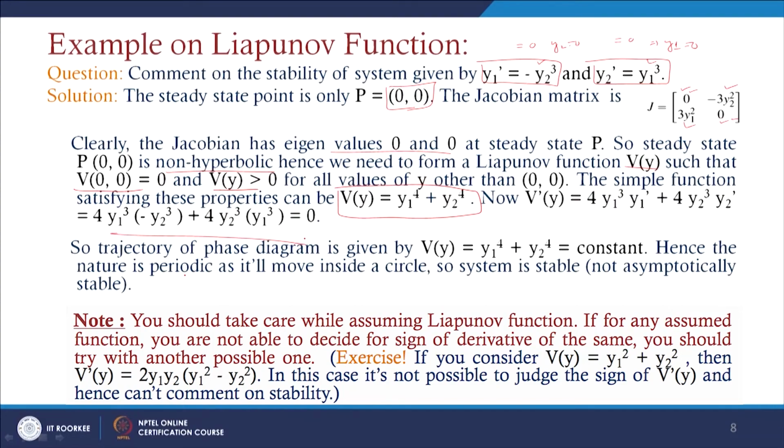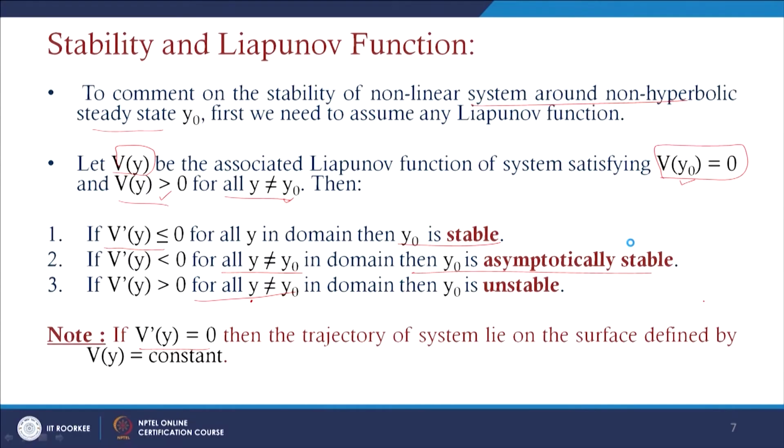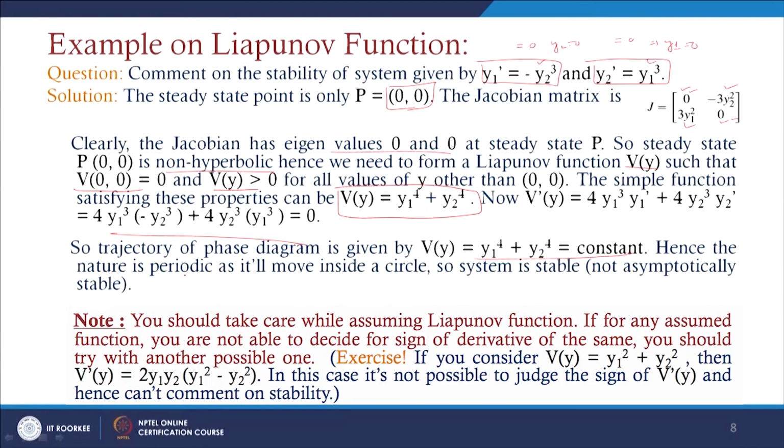So, the trajectory of the phase diagram is just given by V(y) = y1^4 + y2^4, which equals a constant, as we defined in the previous slide. If V'(y) equals 0, then V(y) equals a constant. And if it is constant, you know that the nature is periodic and it will move inside a circle, since it can be written as y1 square plus y2 square equals constant. So, it will just move inside the circle, hence the system is stable here.